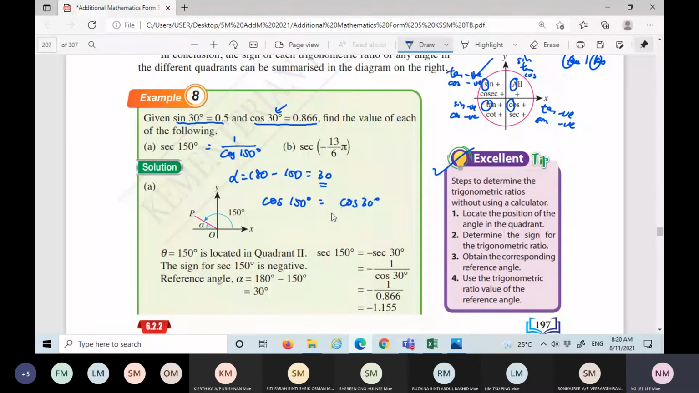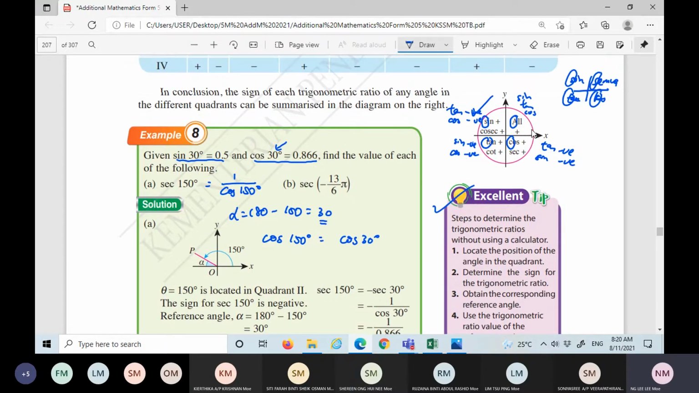But positive or negative? Check and see the second quadrant. What is the cos, positive or negative? Look at this: All Science Teachers Crazy. In the second quadrant, only sin is positive, so tangent and cos are negative. Therefore this is negative, so cos 150 is equal to negative cos 30. This is how you determine whether it is positive or negative.